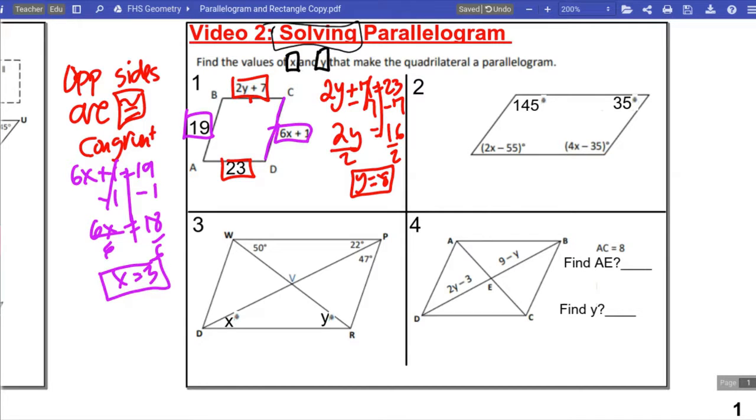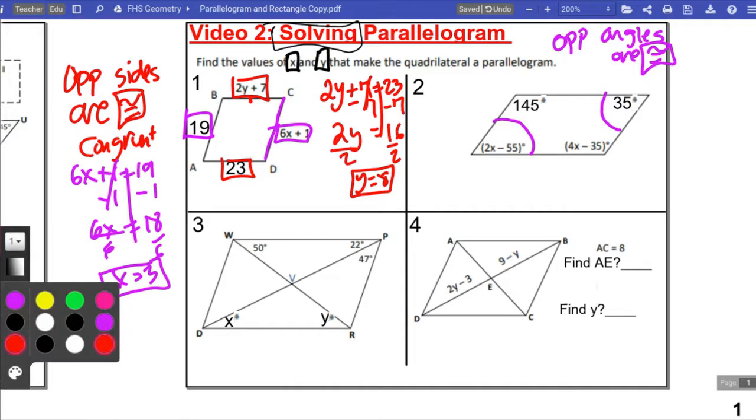Now, done with number one. Let's move to number two. You also learned the following in the previous video: opposite angles this time. Opposite angles of parallelograms are congruent. That's the symbol for congruency. They're congruent, so what does that mean? That means that this right here is congruent with the 35. Same thing, the 4x minus 35 also has to be congruent to 145.